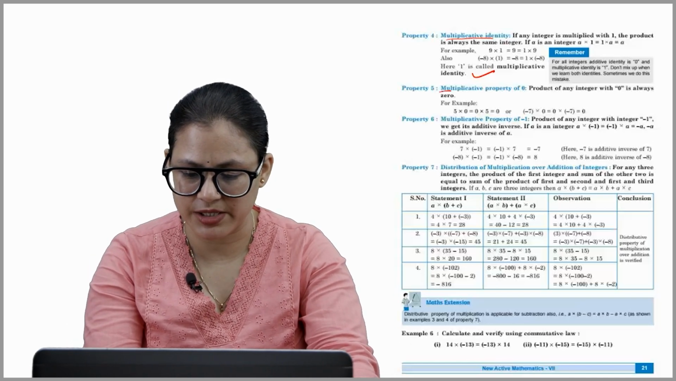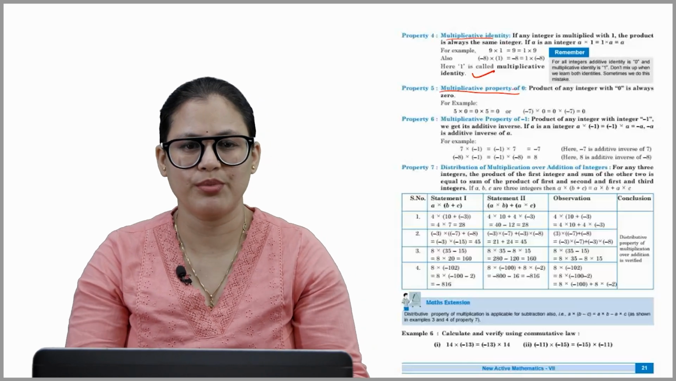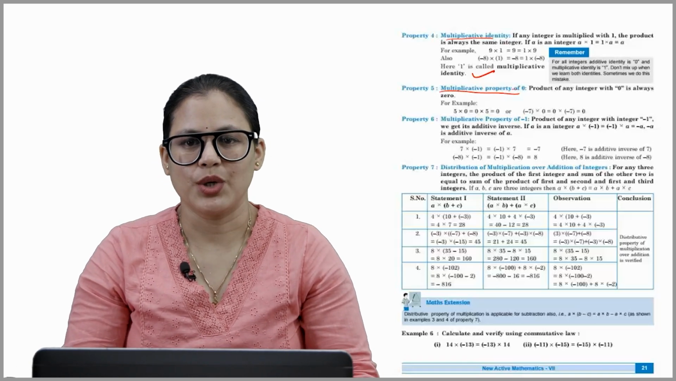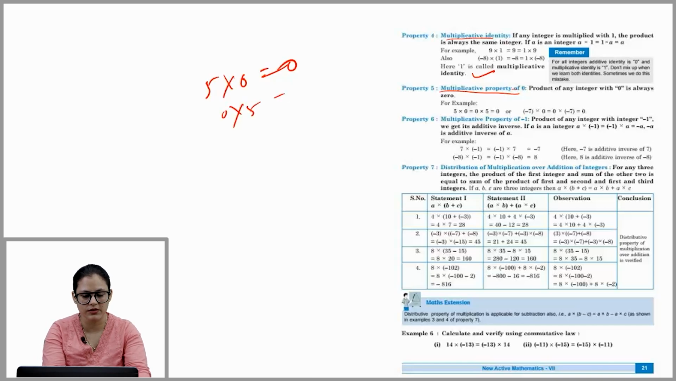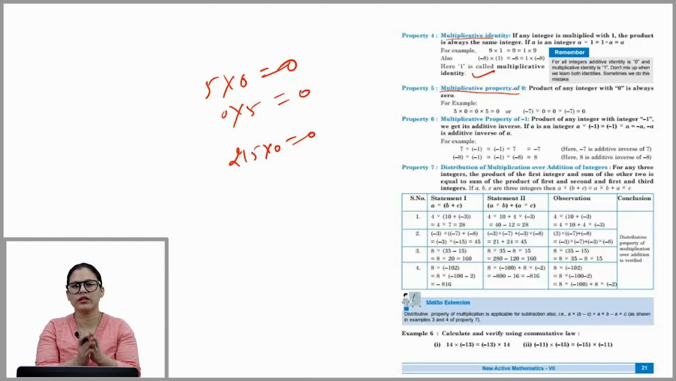Property number 5, multiplicative property of 0. Product of any integer with 0 is always 0. For example, 5 into 0 is 0. 0 into 5 is 0. 215 into 0 is 0. No matter how big the number is, if we are multiplying this integer by 0, the answer always remains the 0. Okay.